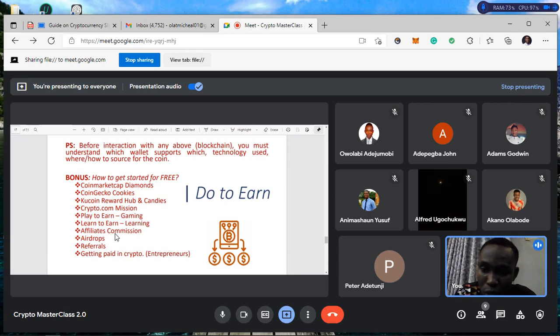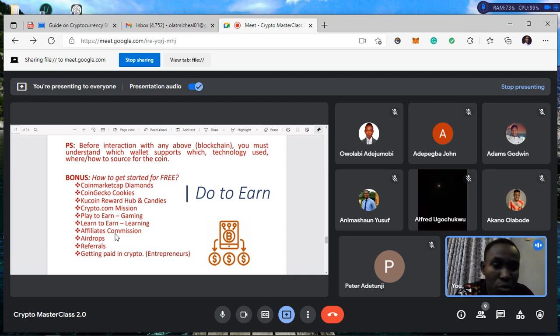So the same thing works with the KuCoin Rewards Hub and candies. You can also find these ways on your KuCoin. And we also have Crypto.com missions. The same thing happens. So you can also get started for free by playing to earn. This is gaming. You play games and you earn rewards.